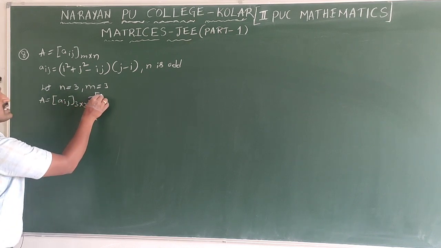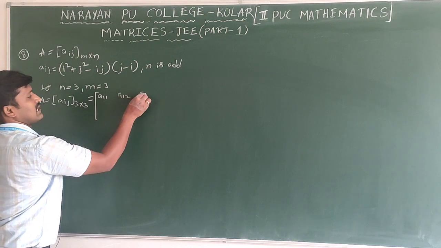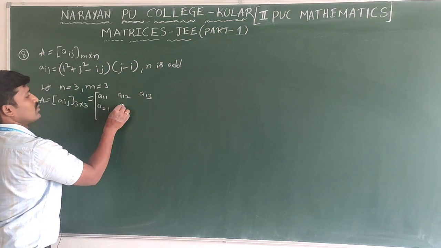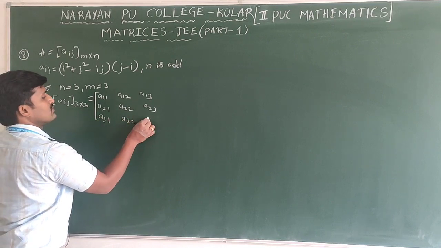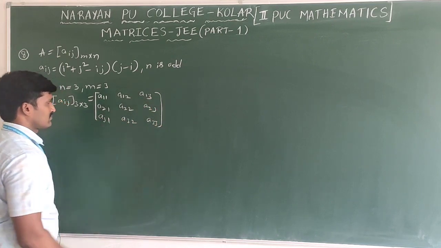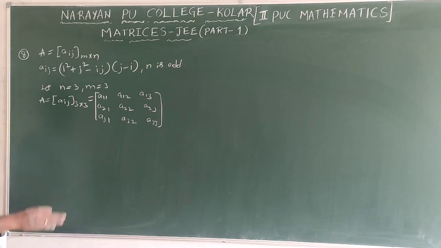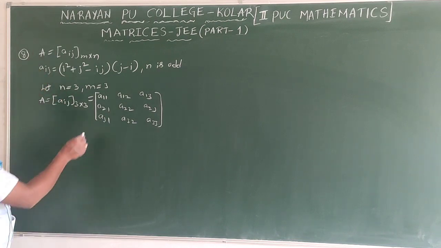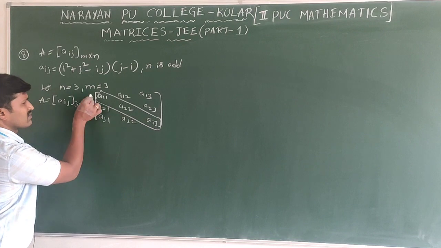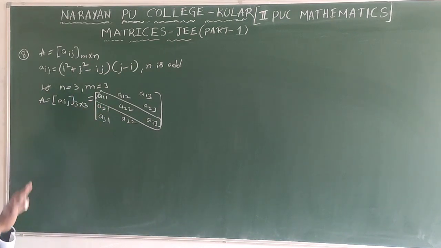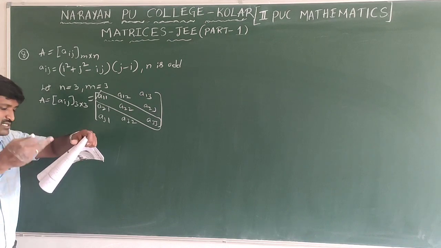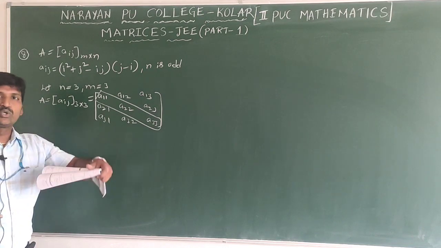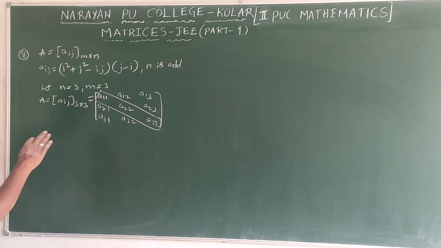What are the elements you will get? A11, A12, A13, A21, A22, A23, A31, A32, A33. Mainly we need the diagonal values to find the trace of A matrix. Here they have also given options in terms of determinant: 0, det A, 2 into det A. So we try to find the remaining elements also, because det A we also need to find.